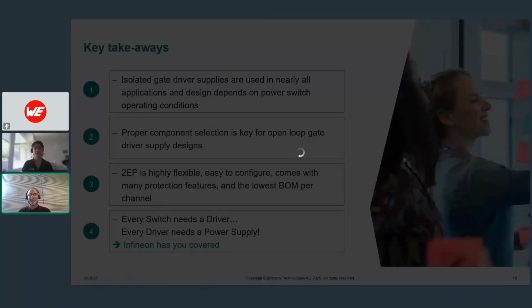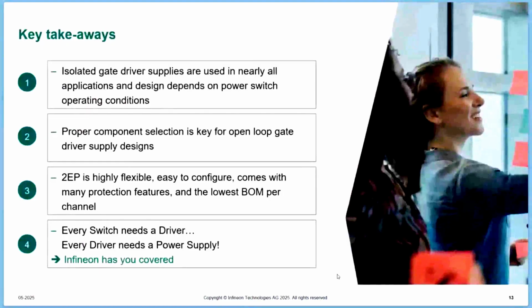Okay, yeah, thank you, Jennifer, again for this impressive information about all these transformer details. And I just want to close basically with the key takeaways. I already mentioned that isolated gate driver supplies are used in basically all applications we see out there, always depending on customer designs and, of course, what kind of power switch operating conditions are used. What we saw in these presentations is really that proper component selection is key for open loop gate driver supply designs, especially the transformer, because of all these parameters we need to consider.